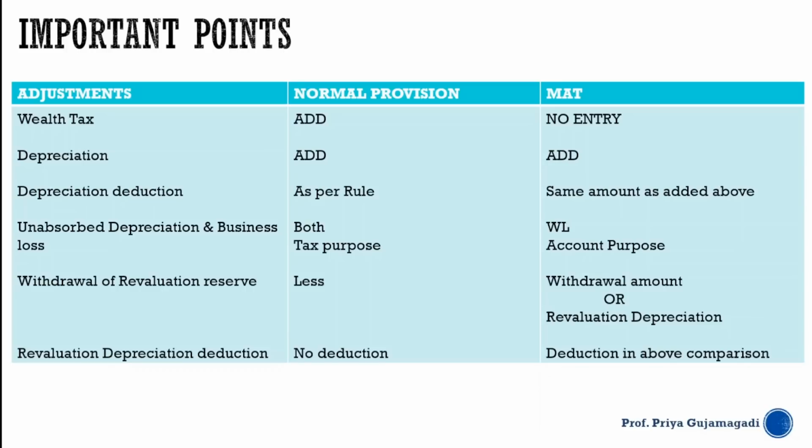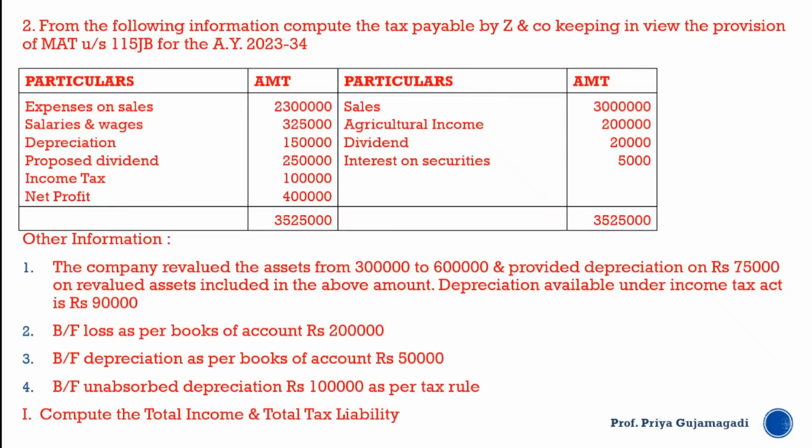Problem number 2. From the following information, compute the tax payable by Z and Company, keeping in view the provision of MAT under section 115JB for the assessment year 23-24. By seeing this question, you will get to know that you have to calculate book profit. But we'll see the full question, then we'll get to know whether to calculate under both the methods or only one. So let us see one by one.